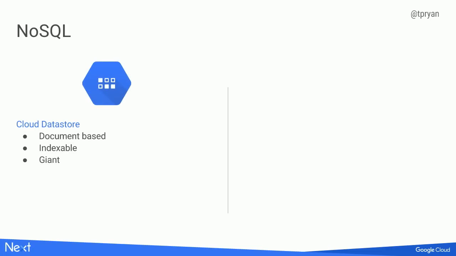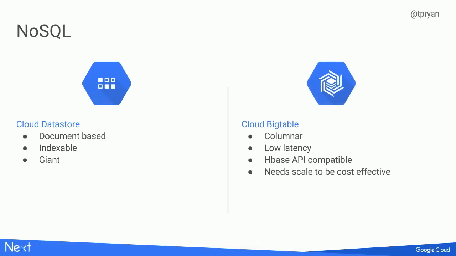Cloud Datastore is a document-based NoSQL store. It's indexable, and you can make it pretty giant. We have customers that store a lot of data in this. We also have this thing called Cloud Bigtable, which if you follow our papers, we had Bigtable. We made a paper about it, but we didn't release it. And so now there's this thing called HBase. HBase is the open source version of it, and now we have Cloud Bigtable, which we released, to work with it. So it is a columnar low latency database.